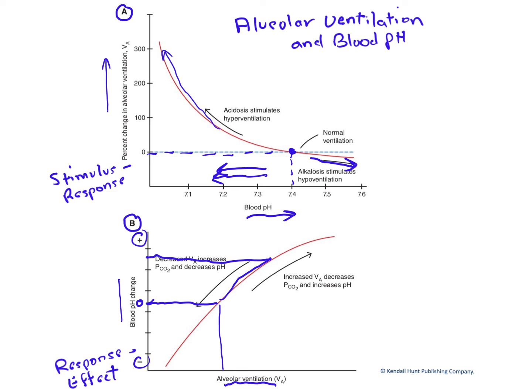The opposite is true as well. If ventilation rate has fallen in response to an alkaline challenge shown up in graph A, if it drops down to half normal or whatever, we're now retaining CO2, producing more carbonic acid, and reducing the blood pH in a negative direction, which would be appropriate.